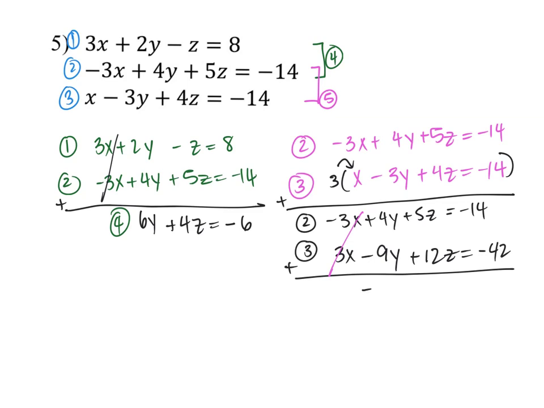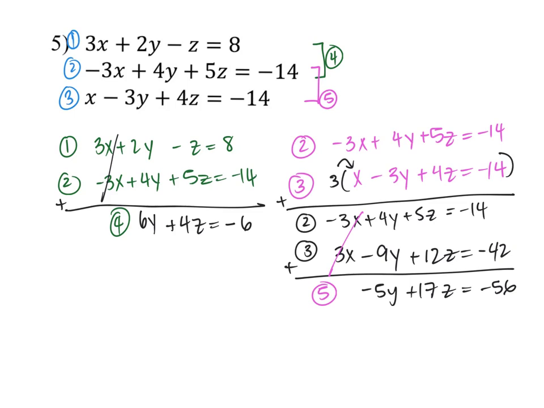And then you have negative 5y, because 4 plus negative 9 is negative 5y. And then plus 17z equals negative 56. Negative 14 added with negative 42 gives you negative 56. So this here is our fifth equation. Remember, what we try to do is take our fourth equation and fifth equation and stack them, because then you can create a 2 by 2 to solve for one of the variables.